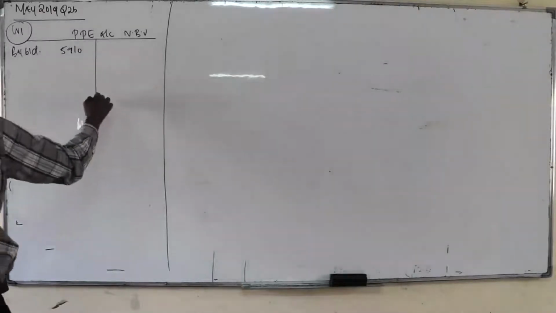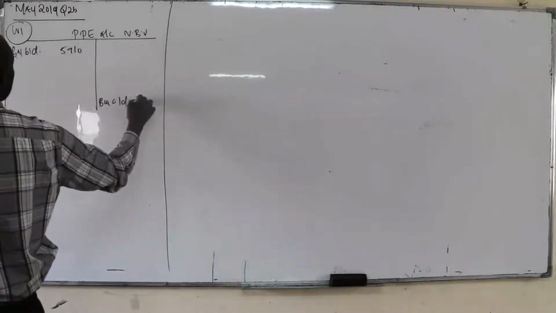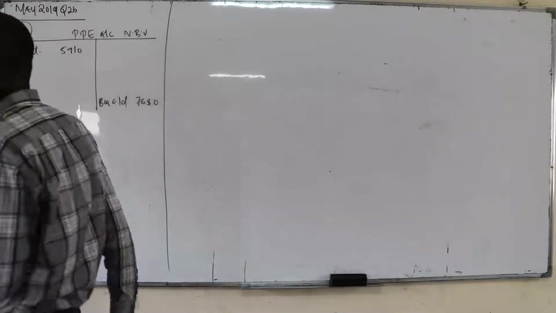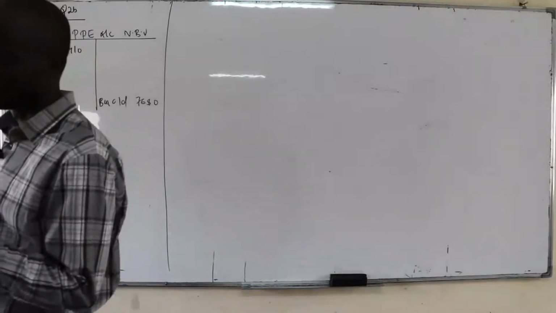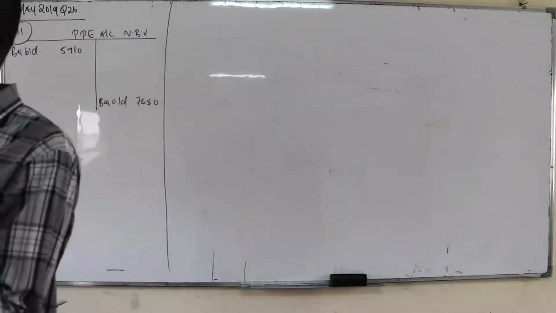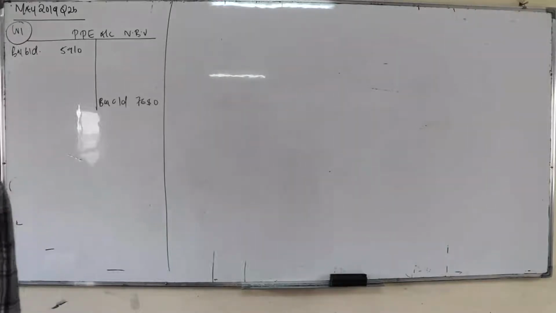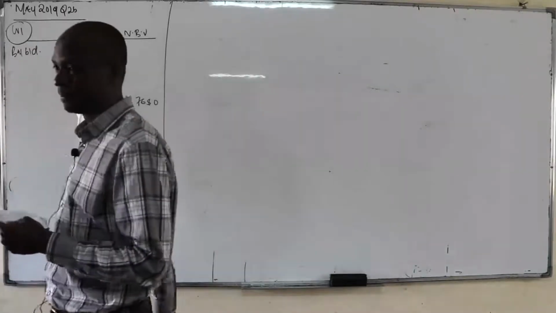5910. And then you pick the closing balance for the current year, which is 7680. That is the first thing. And then you check if there is any revaluation reserve. Revaluation surplus, no. So it is 120, 120. There's no increment, isn't it? If there's any increment, you add here.